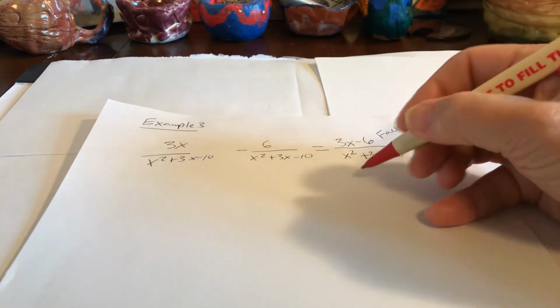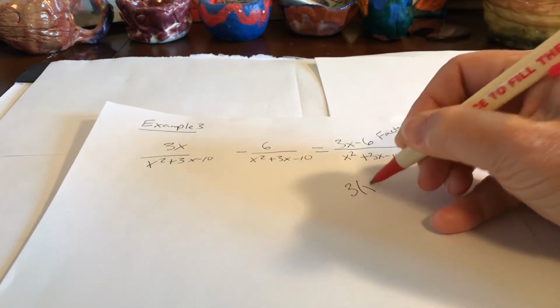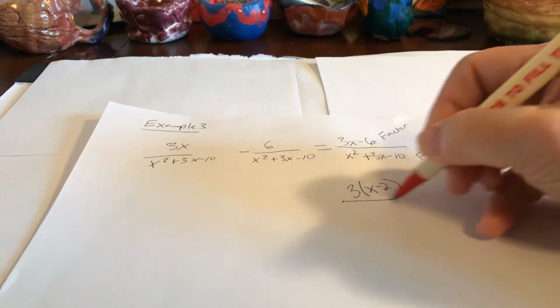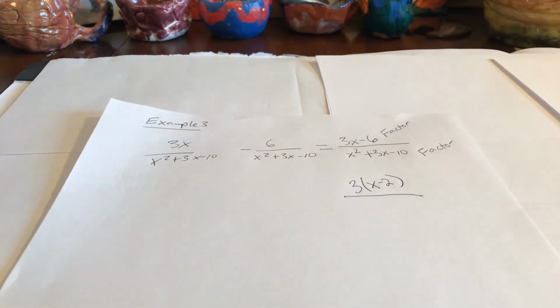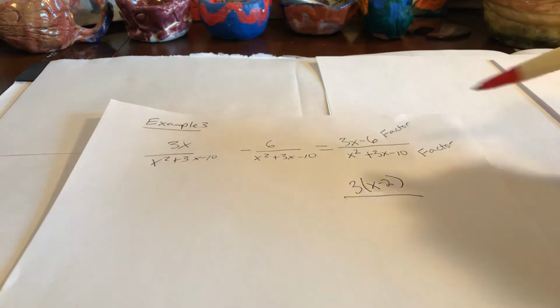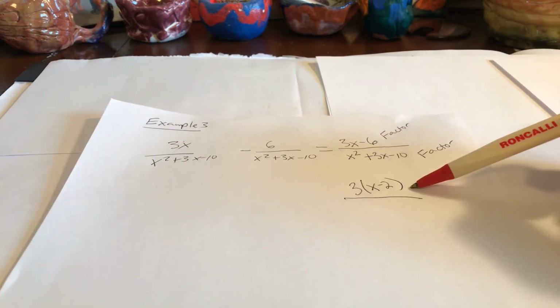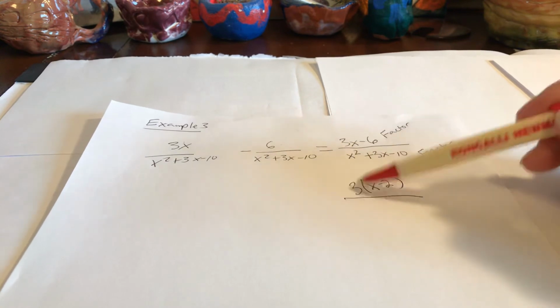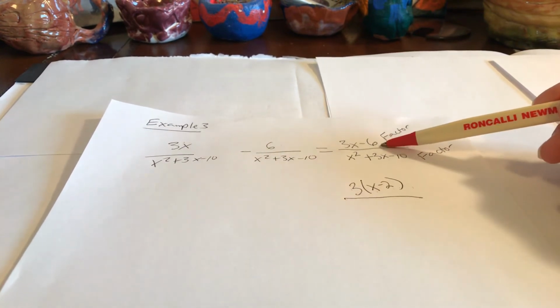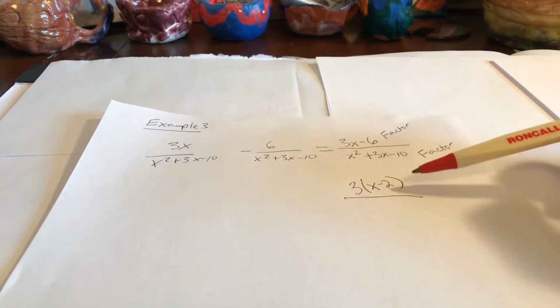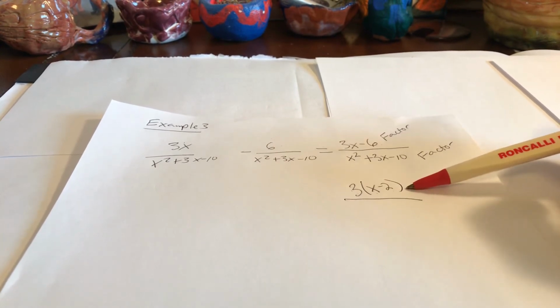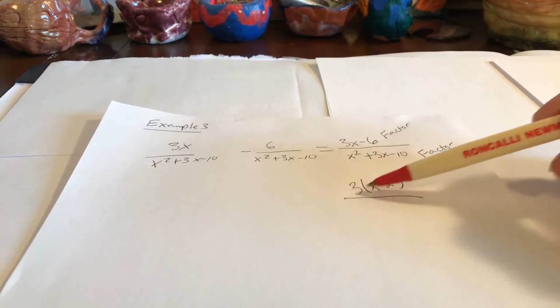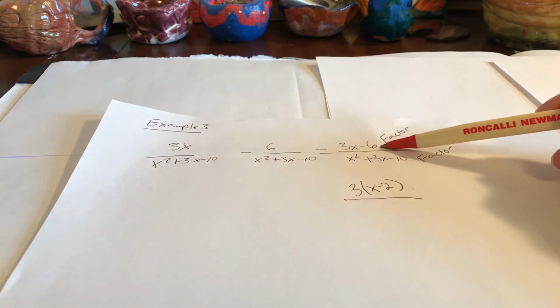Okay, so I'm going to factor this numerator. Common factor is 3. Okay, it's like the opposite of the distributive property. So if you don't know if you're factoring correctly, you multiply this back through: 3 times x, 3x, 3 times negative 2, negative 6. You need to get this back if you multiply this out. 2 factors multiplied together gives you this result.